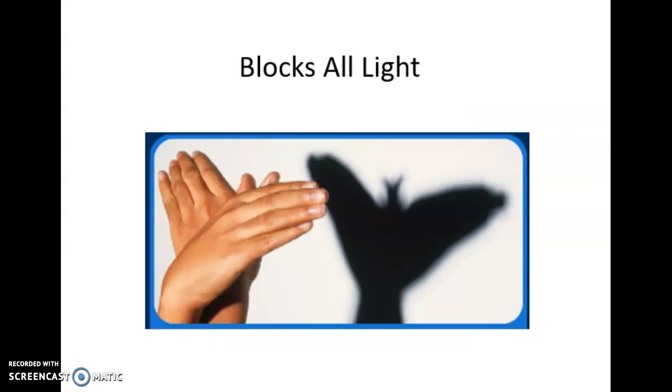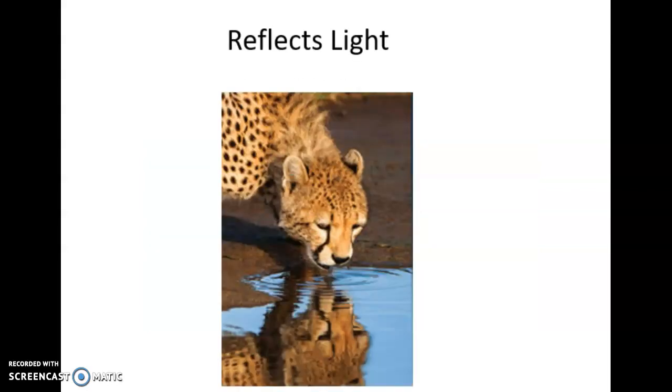Still, other objects can block all light. These objects stop the light and a shadow is created, like the picture of this child's hands. And last, some objects reflect light, as seen in the picture of the cheetah drinking some water. You can see the cheetah's image in the water.